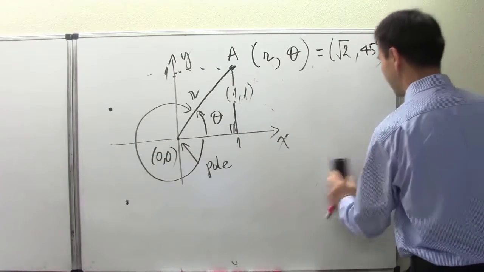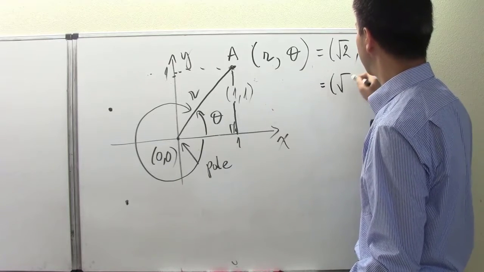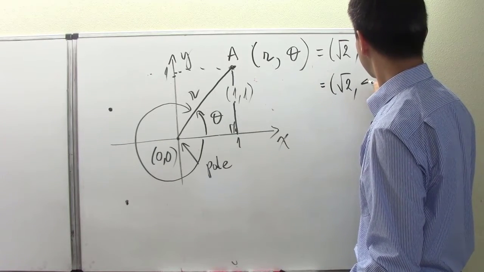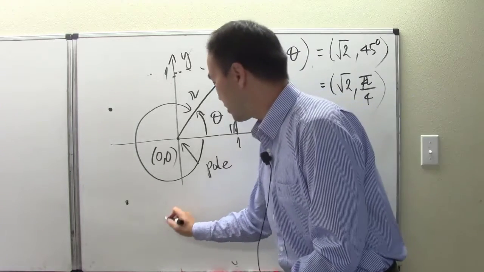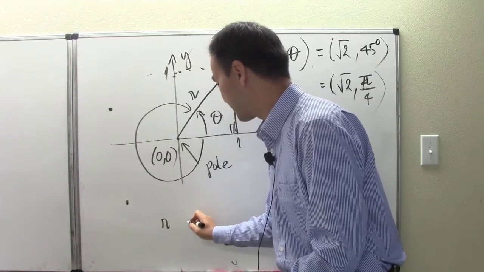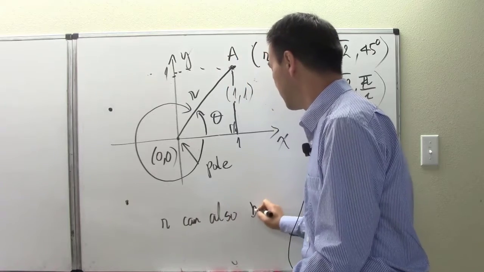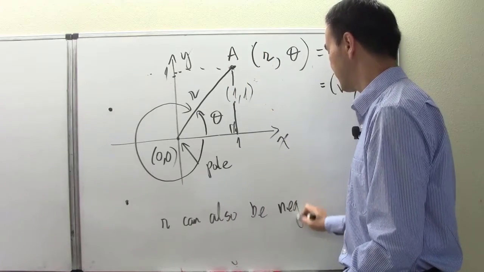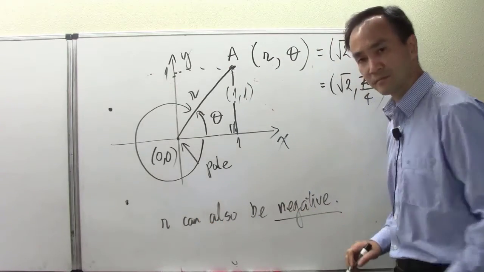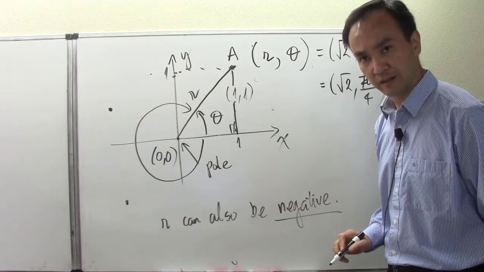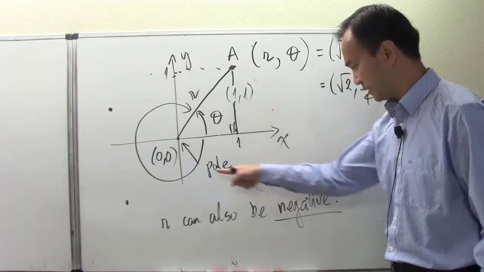All right, so now let me erase to make some more space for myself right here. The shocking news I'm about to say is that radius can also be negative. It's also allowed. Radius can also be negative. So what shocking news. So how do we represent a negative radius?